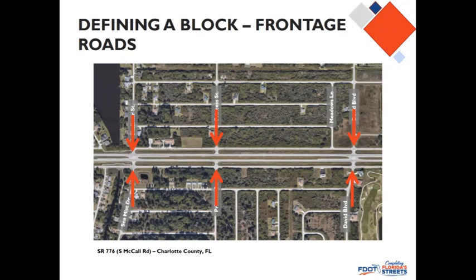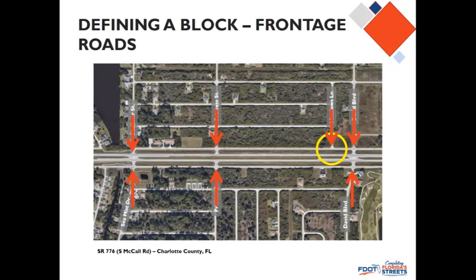So if you look at this one, for instance, this is a place where the block structure connects into the access road, but it does not connect into the state road. That's okay. What you should do is count anything that connects into the access lane that's a public street. Go ahead and count that as part of your block structure.